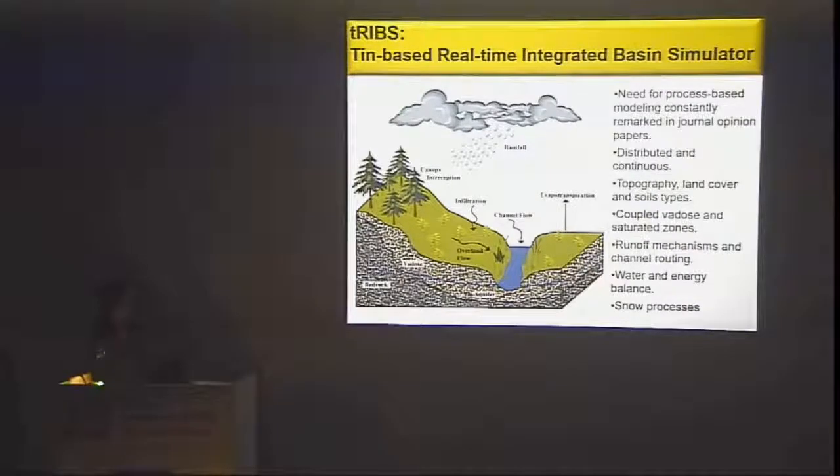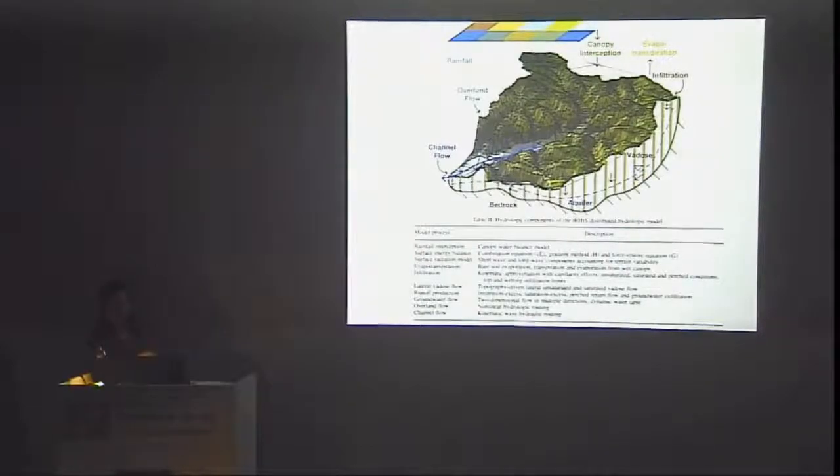And so our models reproduce the coupled vadose zone and saturated zones, runoff mechanisms, channel routing, water and energy balance, and snow processes. This is the type of model we use. A distributed model that works in a triangular mesh geometry that is more efficient to replicate changes in terrain.